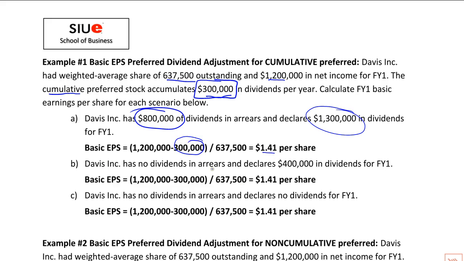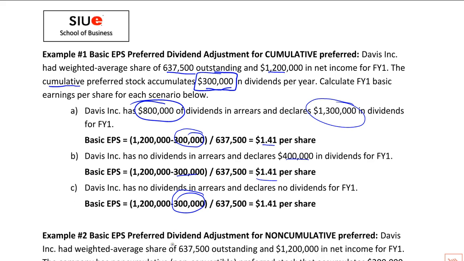Second case, no dividends in arrears, but they declare 400,000. Okay, so they're going to get 300,000, and that's what we subtract out. So in this case, the payment of dividends and the preferred dividend adjustment are the same. Now, in the last case, there's no dividends in arrears, but they don't declare any this year either. We still subtract out the 300,000. For cumulative preferred stock, ignore the declaration. Subtract out the current year's accumulation.